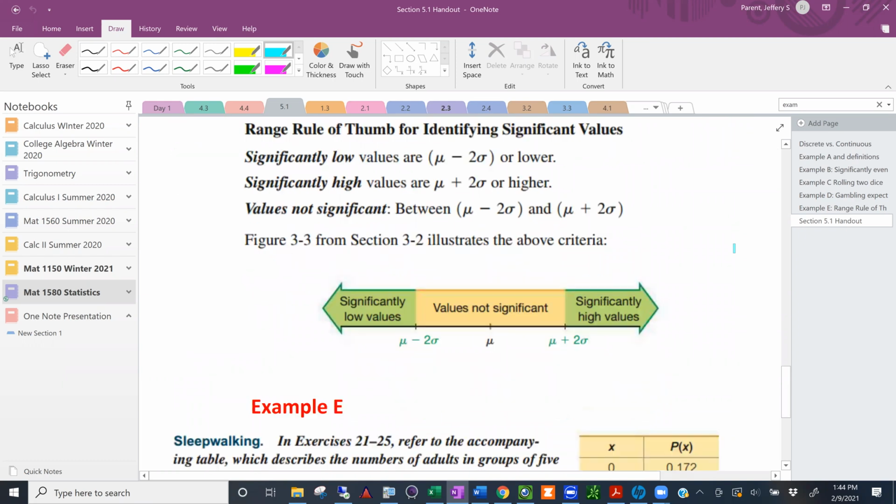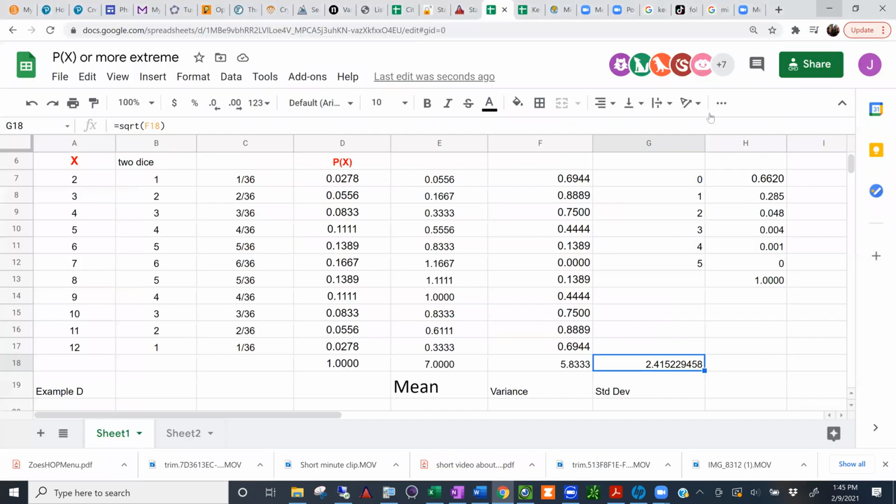Now, back then and here, anything that's more than 2 standard deviations away from the mean is starting to be either significantly high or significantly low. Those are unusual values. Something that's within 2 standard deviations of the mean, oh, that's a little bit more typical. So let's see what that is for our rolling the dice example. What would be an unusual roll? Now, I'll give you a heads up. We might not get integer values, but that's okay.